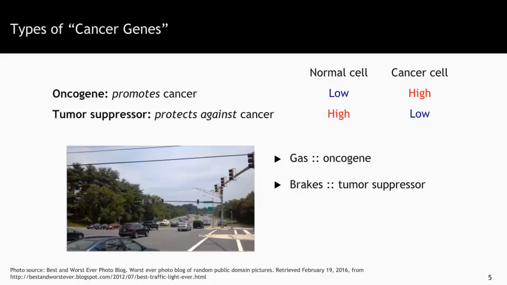Let's go back to our analogy of cars driving on a road. To prevent a crash, you need to both accelerate with the gas and stop with the brakes, but a balance of the two is important. This is true in normal cells. So in this case, the gas is oncogenes and the brakes are tumor suppressors. And in cancer cells, these are both misregulated.